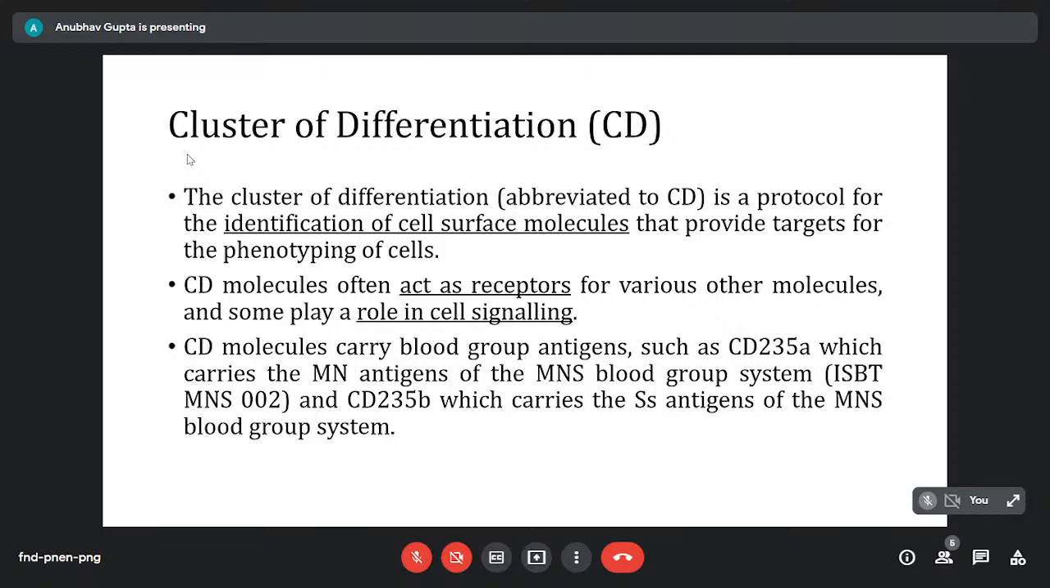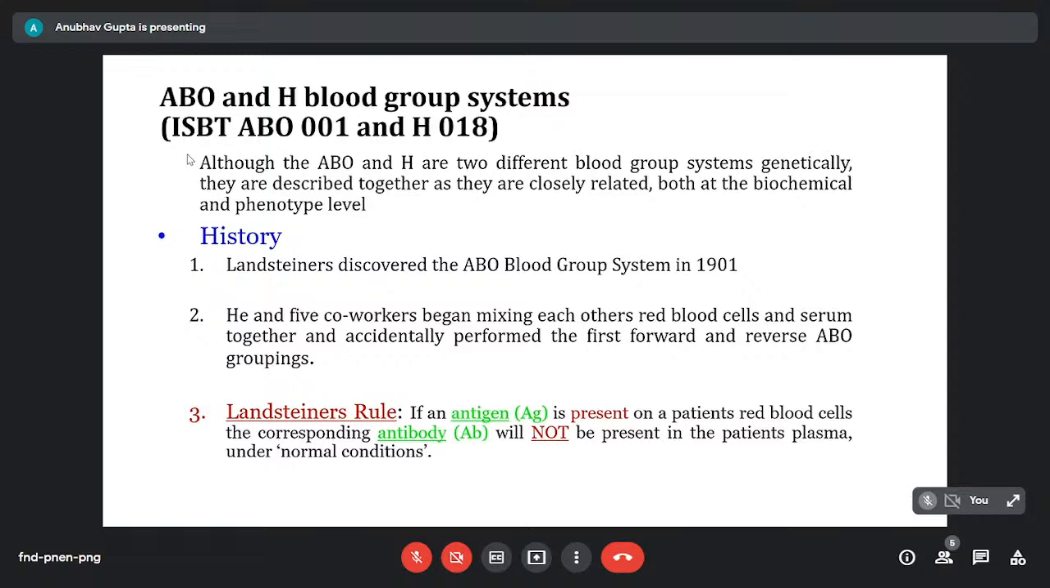So coming to the main topic: what is the ABO and H blood group system?